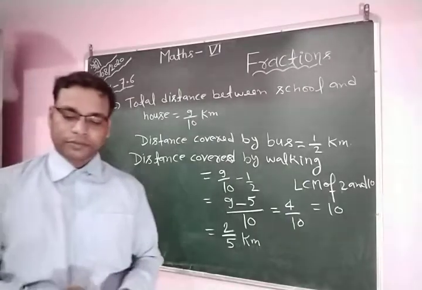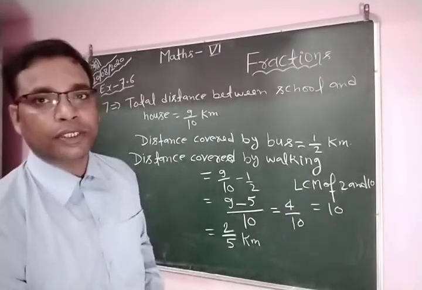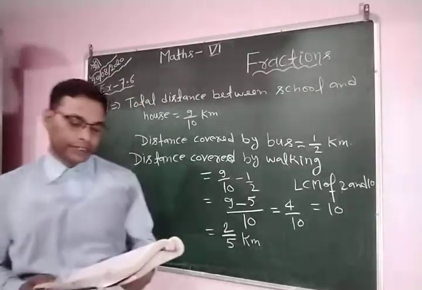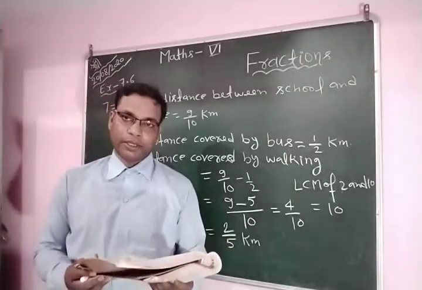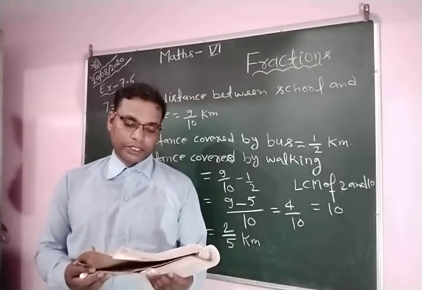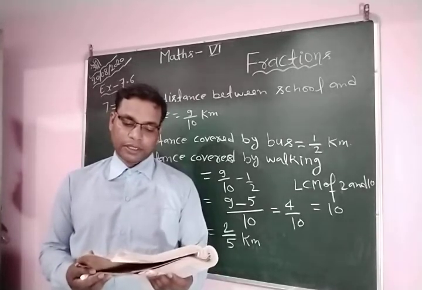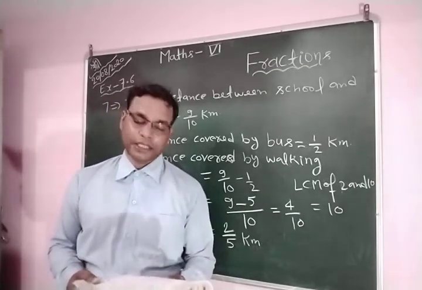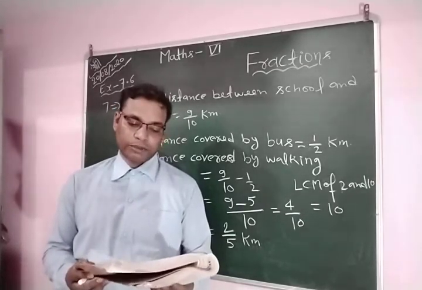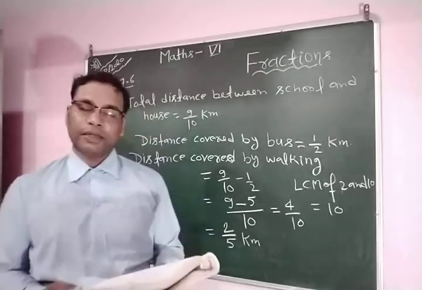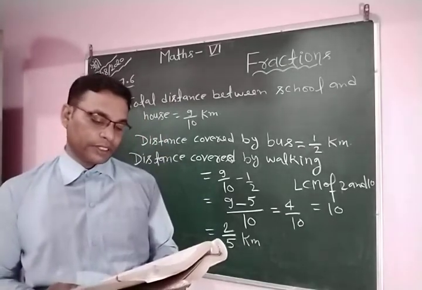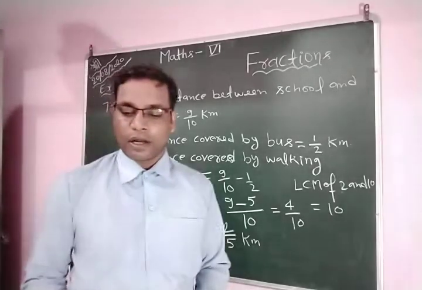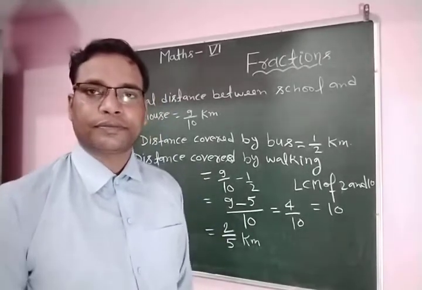Okay, now next question is question number 8. Question number 8 is that Asha and Samuel have bookshelves of the same size, partly filled with books. Asha's shelf is 5 by 6 full, and Samuel's shelf is 2 by 5 full. Whose books are more full? By what fraction? Okay, so let's see how to do it.